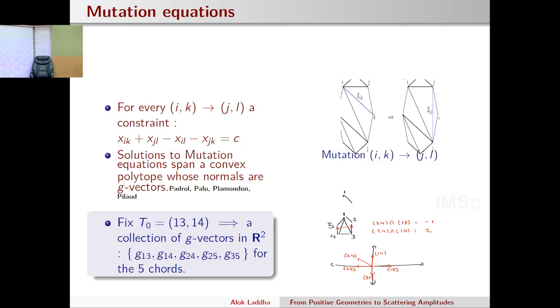So I fix 1, 3 and 1, 4 as some reference arcs, and given that reference, I can associate a collection of 5 vectors which sit in a plane, which I have drawn there. The assignment is the following: I'm calling this red arc 2, 4. If 2, 4 and 1, 3 intersect in a Z shape, I assign the number -1. And you can see that 2, 4 and 1, 4 intersect in a reverse-Z shape, so I assign the number +1. With that assignment, you get these 5 vectors, and these 5 vectors have a remarkable property: they completely span R2.